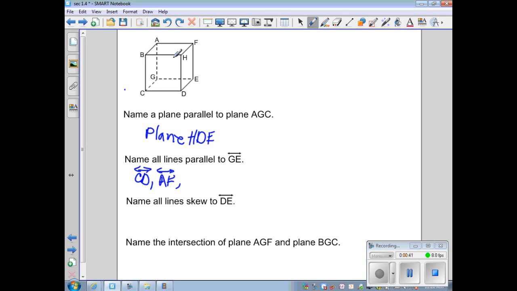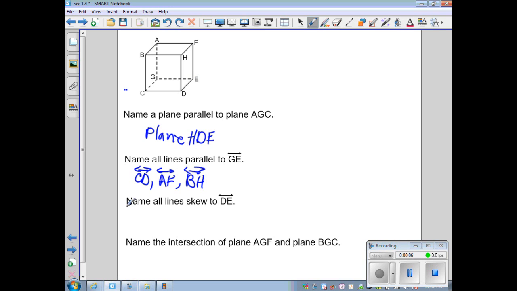Line BH, we could draw in the plane that would contain both of them, and BH does not intersect with GE. Therefore, that would be a solution. Line AB and line FH do not intersect with line GE, but they are not in the same plane. They are skew lines to GE. Therefore, those are not solutions.